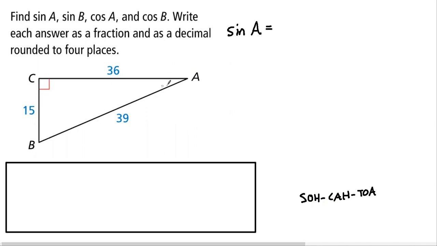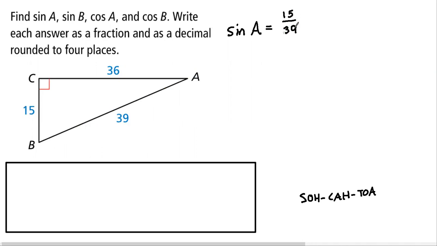So with respect to angle A, opposite that would be this segment BC right here, which I know is 15 units. So the sine of angle A is equal to 15 over, my hypotenuse is always directly across from my right angle. So in this case, my hypotenuse is this segment AB, which is 39. So the sine of angle A is 15 over 39.